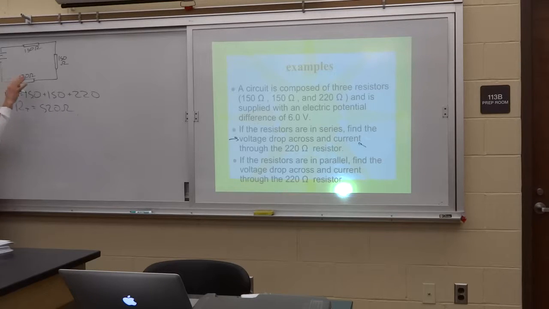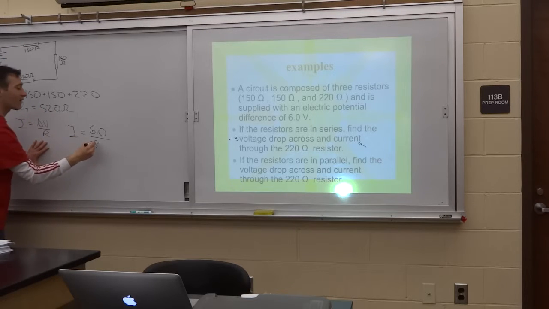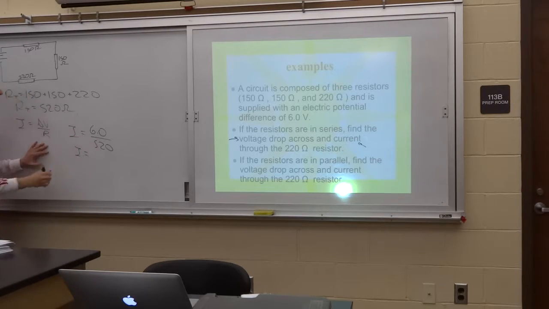Again, to find the current, which we have to find before we get the voltage drop, the current is the same everywhere, and we use the version of Ohm's law that isolates for current. So I need to know the total electric potential difference that's being supplied to the circuit, which is 6.0 volts, and I need to divide that by the total resistance of the circuit. It's the total resistance that impacts how many charges can go around the circuit. So 6.0 divided by 520. I would love some help in knowing what that answer is.